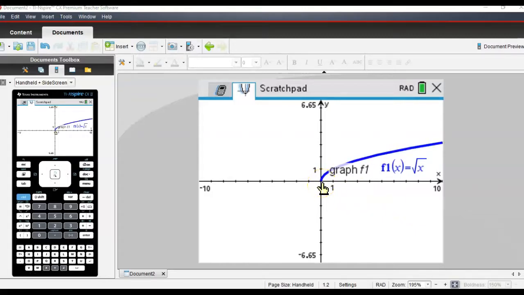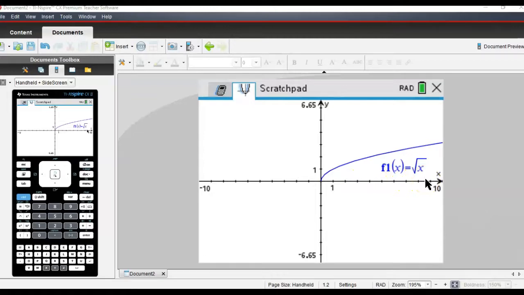Starts here at 0, goes to the right, goes to the right, forever and ever, doesn't stop. What about to the left? There's nothing here. I have no values here. So my domain is the set of numbers x such that x is greater than or equal to 0.